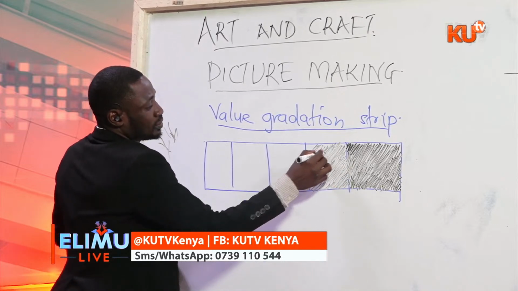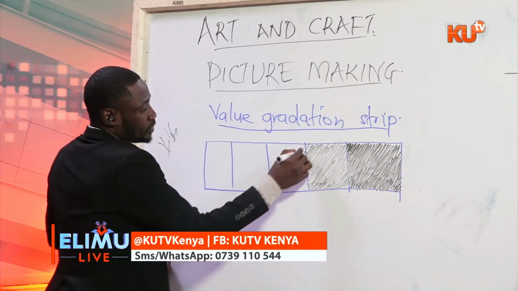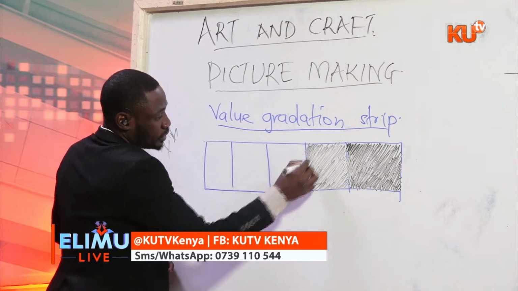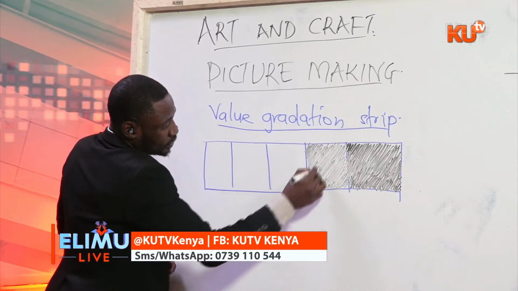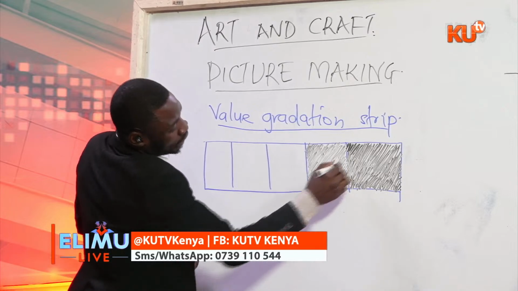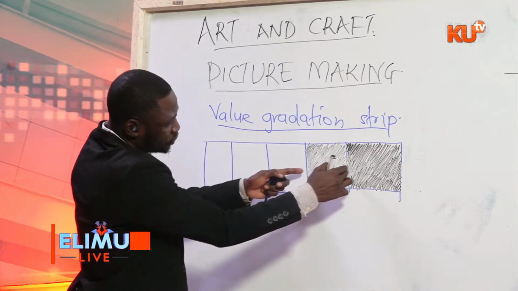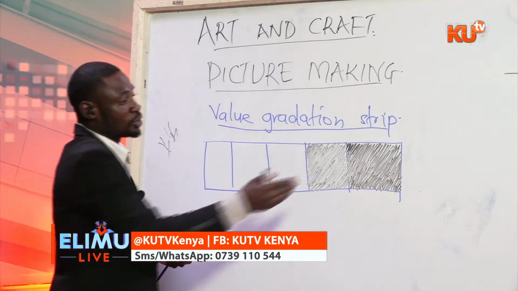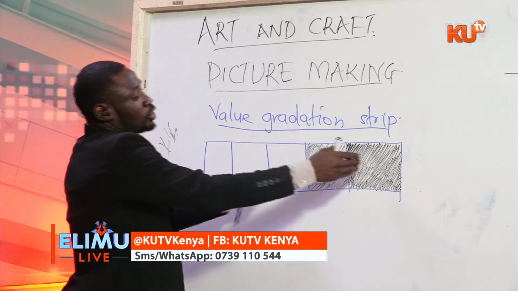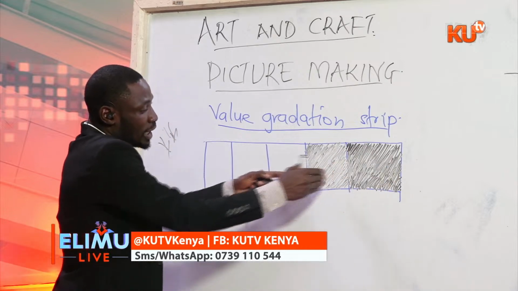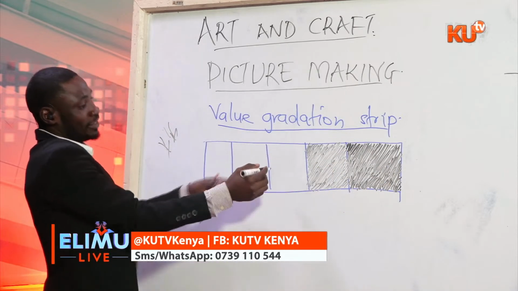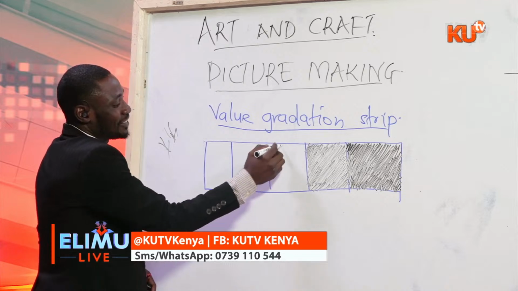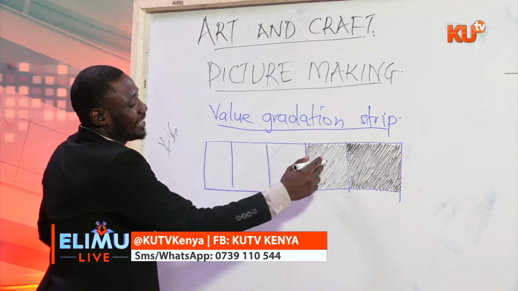I hope it's practical. You can see it. If you compare this box and this box, which one appears darker? The first one appears the darkest. So this one is the darkest, this one is darker, then this one is dark. Dark, darker, darkest.